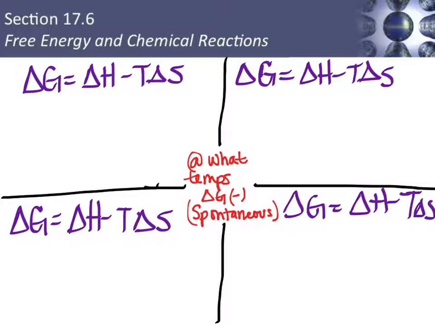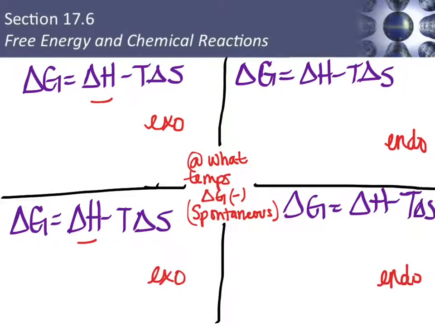All right, so first of all, we're going to look at it in different situations. Out in this area over here, I'm going to look at it when it's exothermic. So if it is exothermic, what happens to our delta H? Is our delta H positive or negative in an exothermic reaction? Negative. It is negative. The other two are endothermic, which means delta H has to be positive.